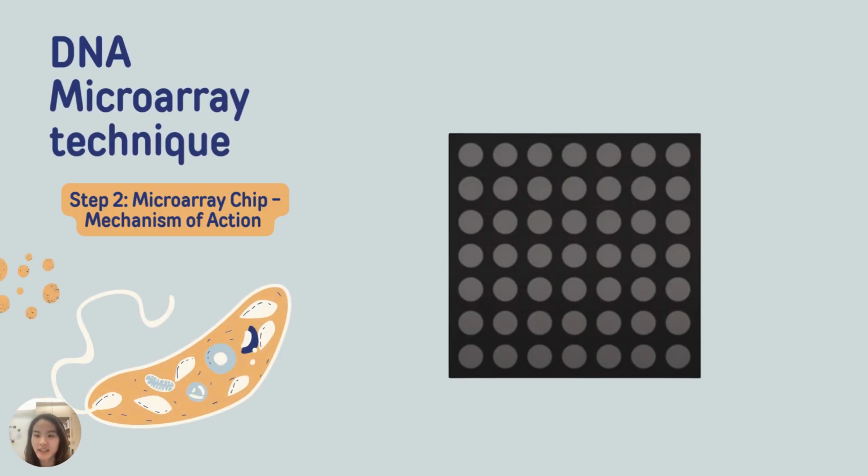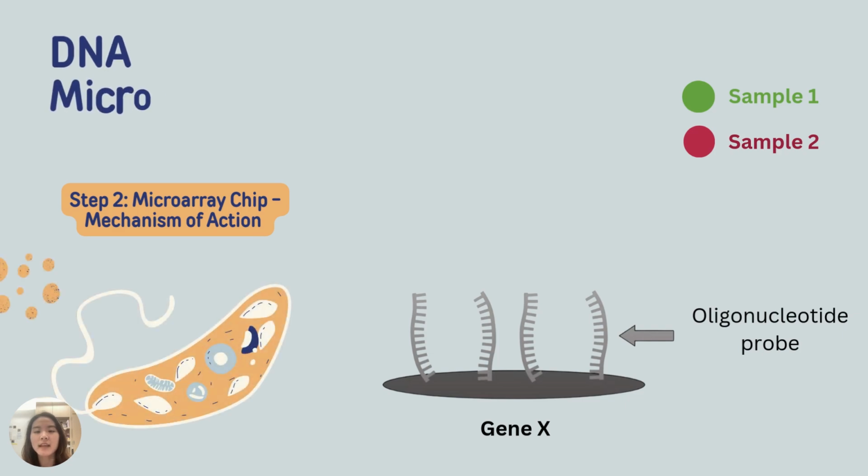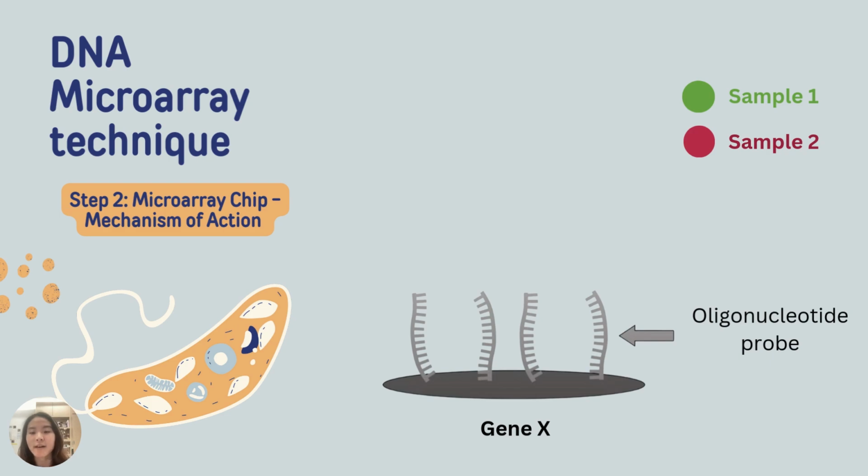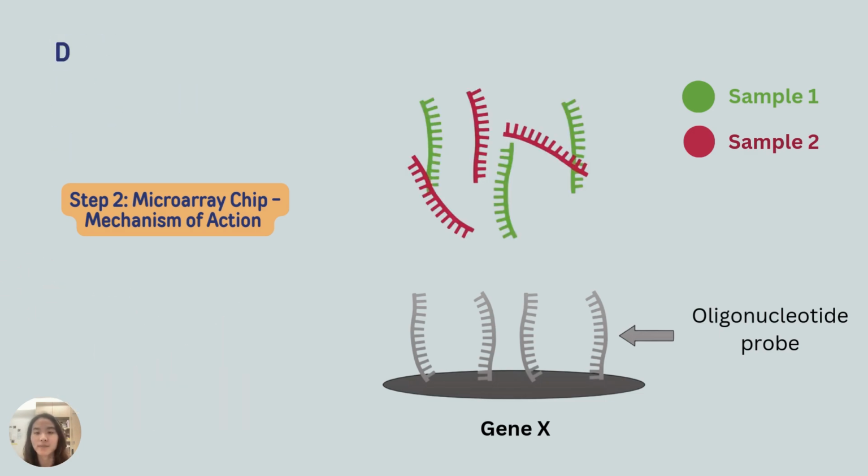After sample preparation, let's take a closer look at the microarray plate or chip. So, a microarray plate has many spots. And looking closer into one of them, we can observe that each spot is coated with multiple identical probes. These are short oligonucleotides that cover the sequence of the specific gene. Now we can observe the spot of the gene X when we add our samples.